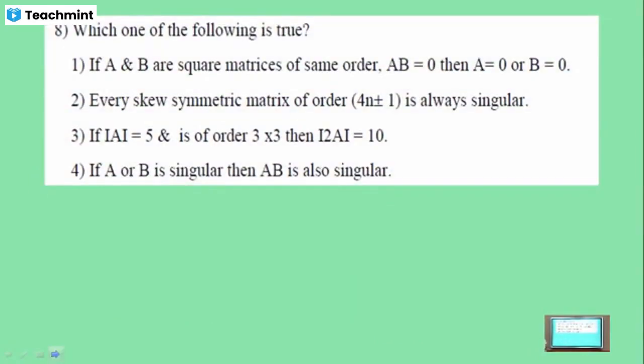Which of the following is true? A concept based question. Look at the condition. A and B are square matrices of the same order with AB equal to 0. Then our conclusion in the statement: either A equal to 0 or B equal to 0.